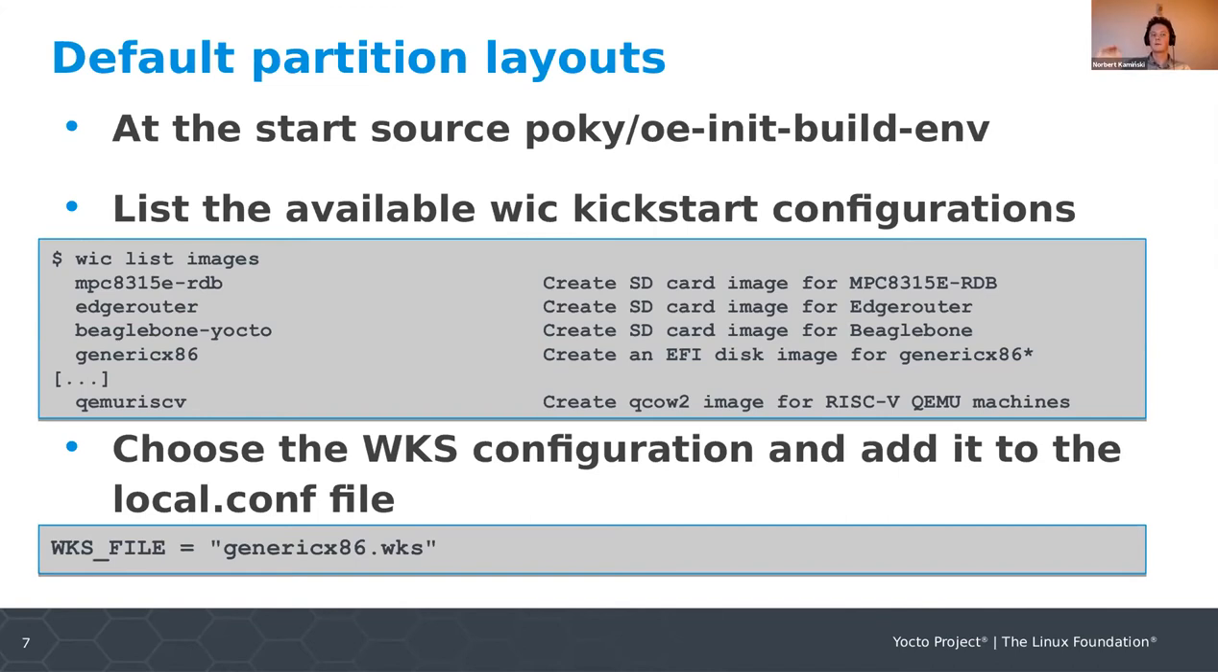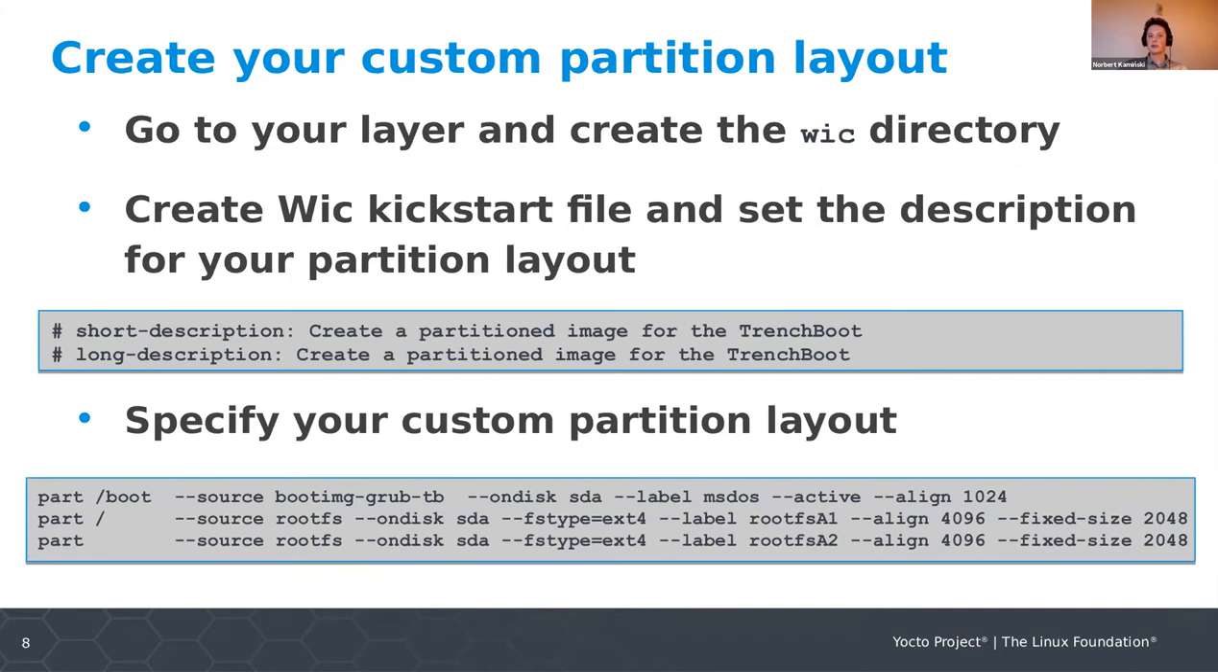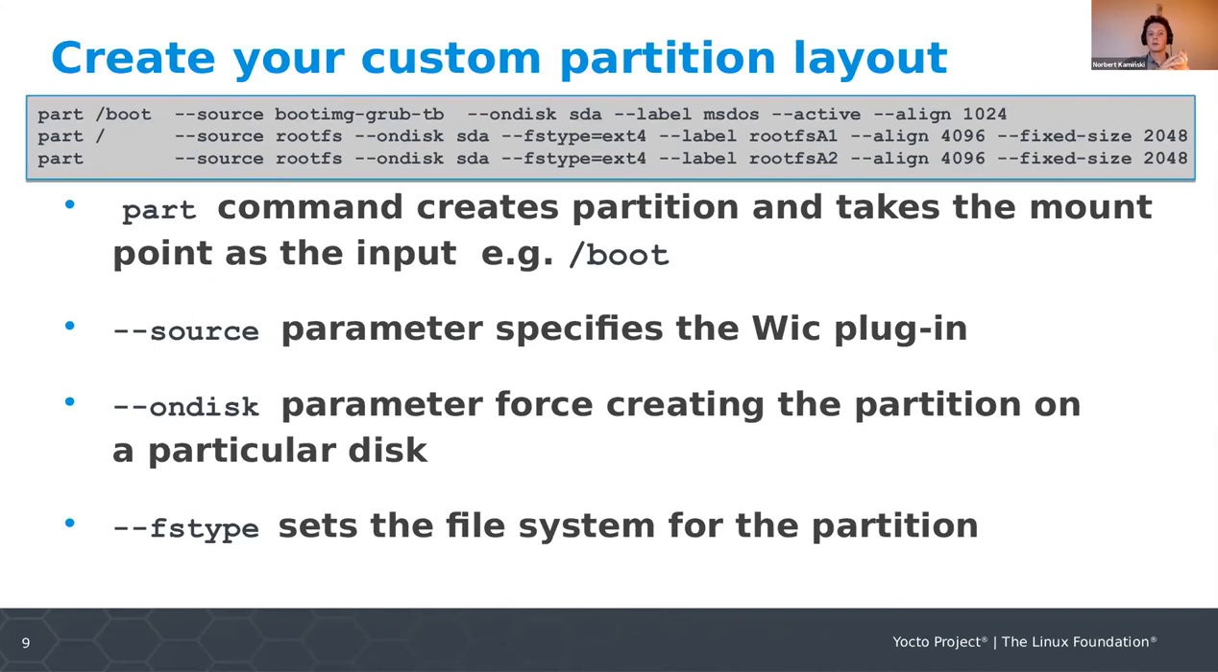If we found the right partition layout, we have to add the Wic Kickstarter file to our local.conf configuration. But if we want to create our own Wic Kickstarter file, we have to again go to our layer. Then we create the wic directory, and we create the Wic Kickstarter configuration. So we are creating the short and long description for our partition layout, and we are specifying the custom partition layout. So let's start from the beginning.